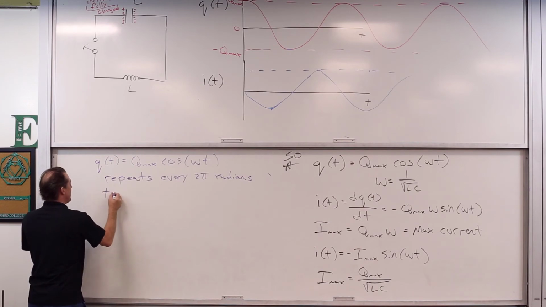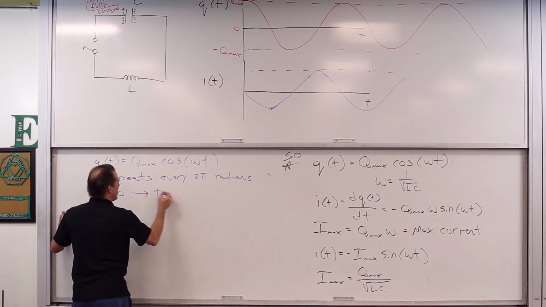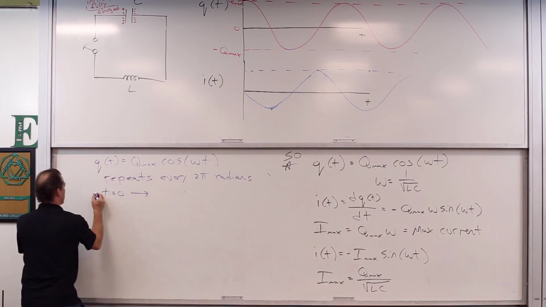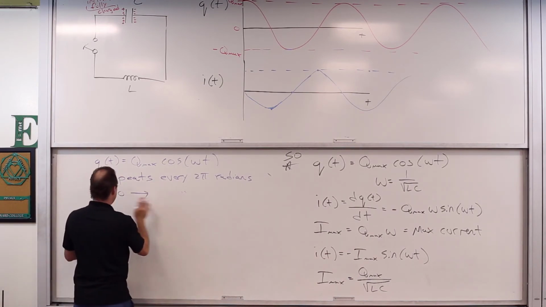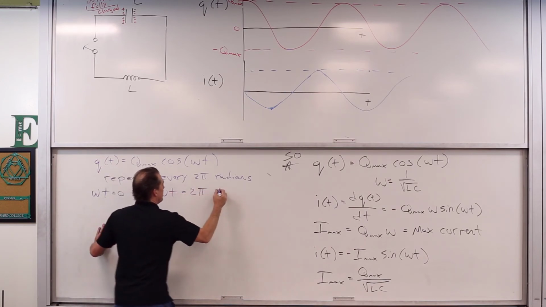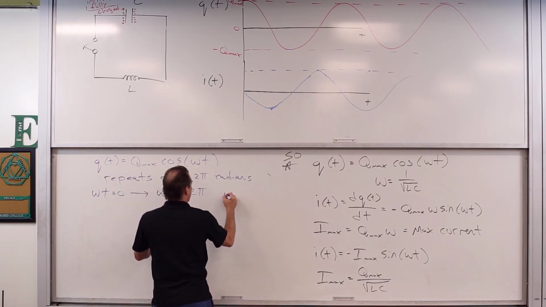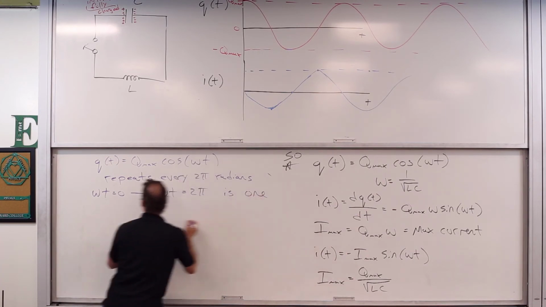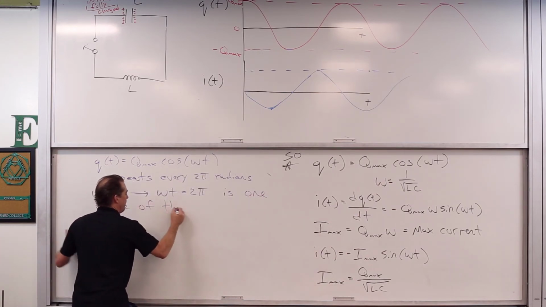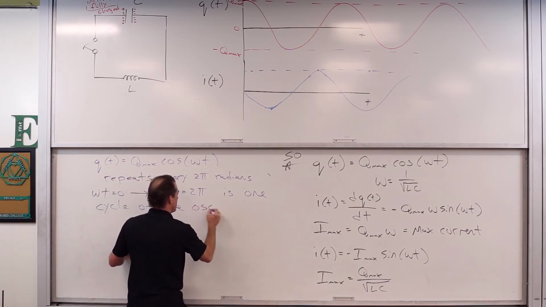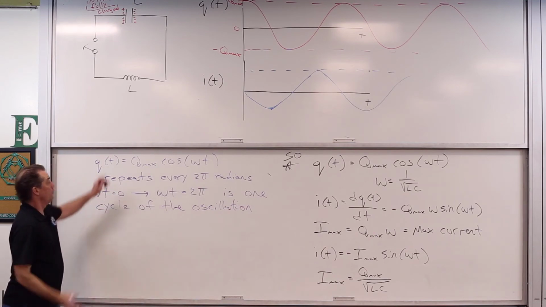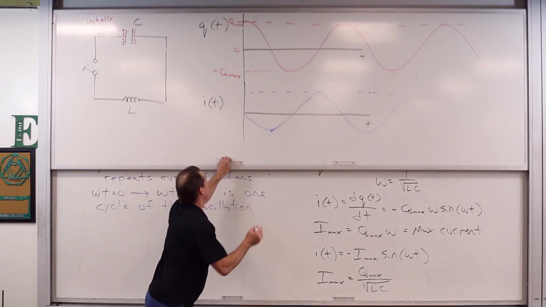So from t equals 0, omega t is equal to 0, to omega t equals 2 pi is one cycle of the oscillation. So what does one cycle look like? It looks just like this.